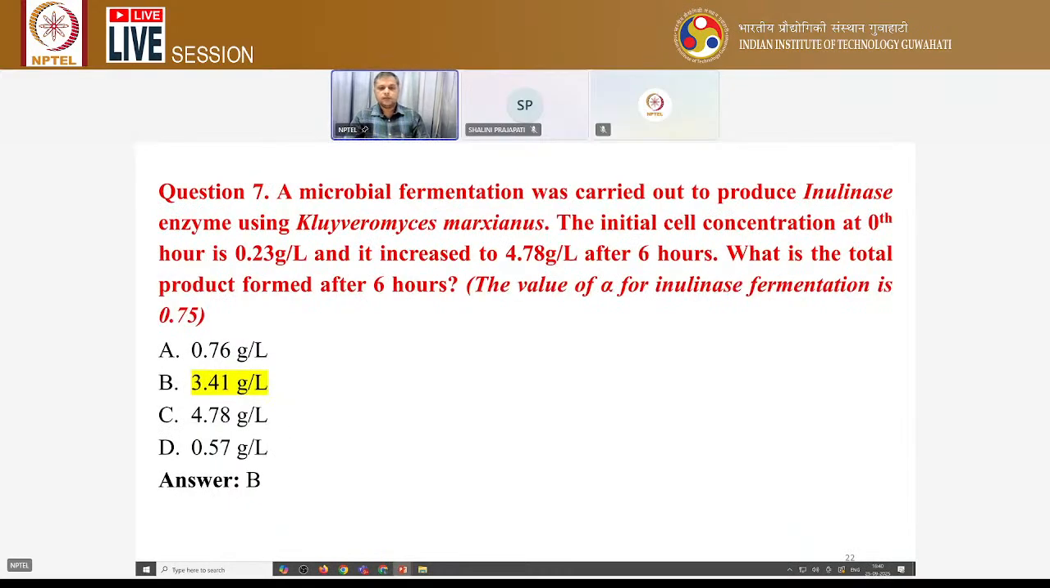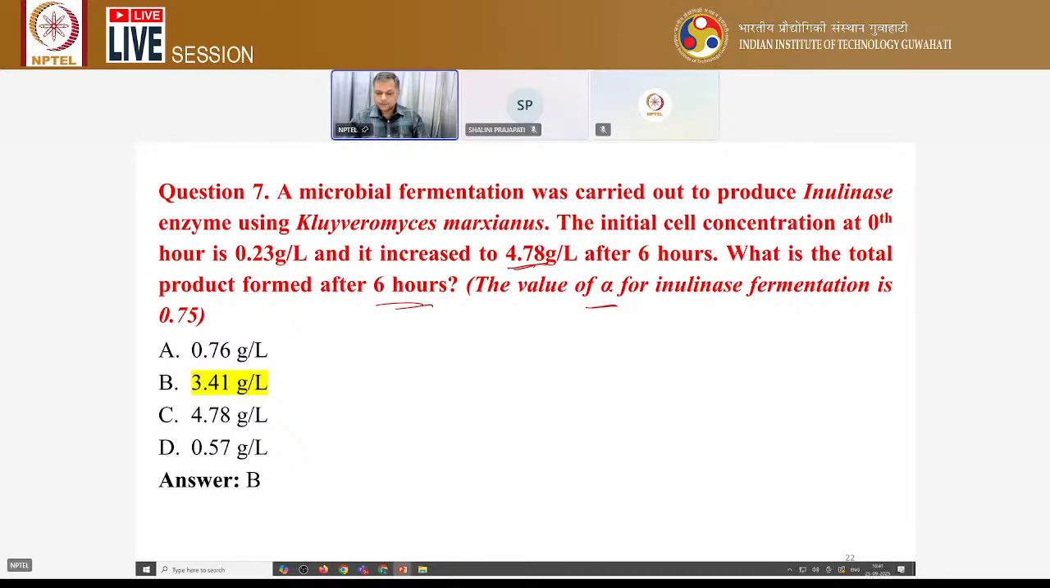Next question is, a microbial fermentation was carried out to produce inulinase enzyme. The initial cell concentration at the 0th hour is 0.23 gram per liter, which increased to 4.78 gram per liter after 6 hours. What is the total product formed after 6 hours?